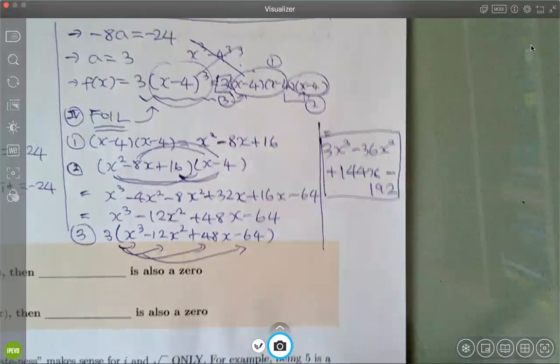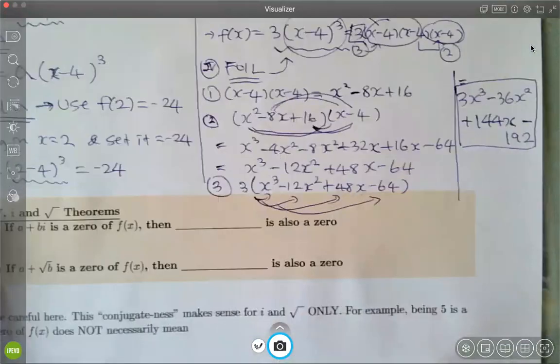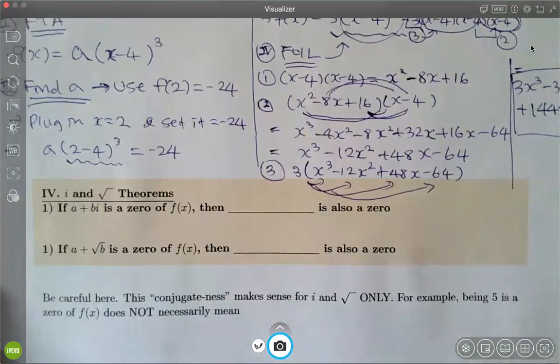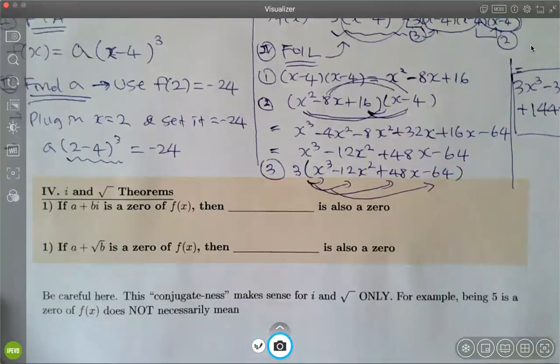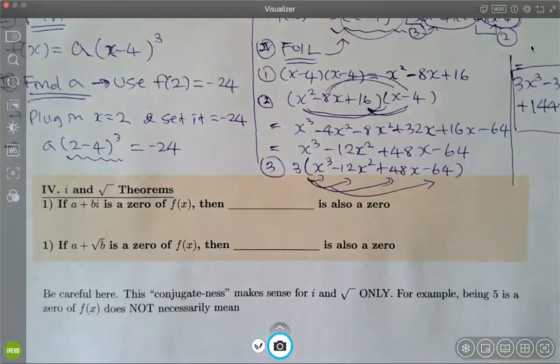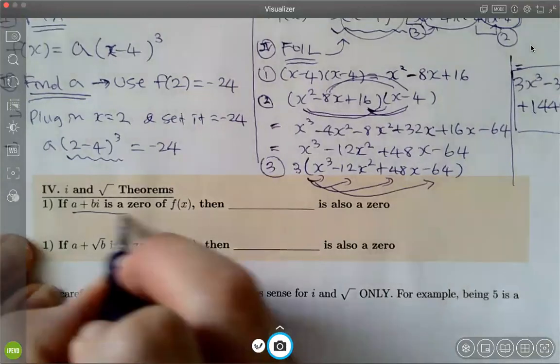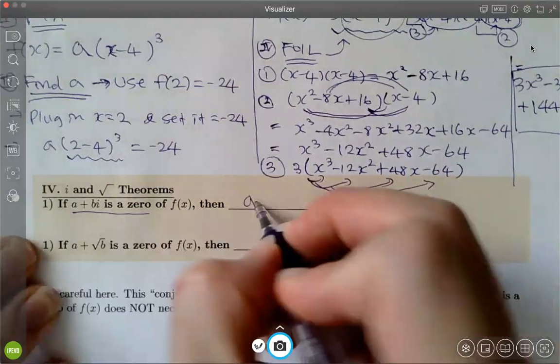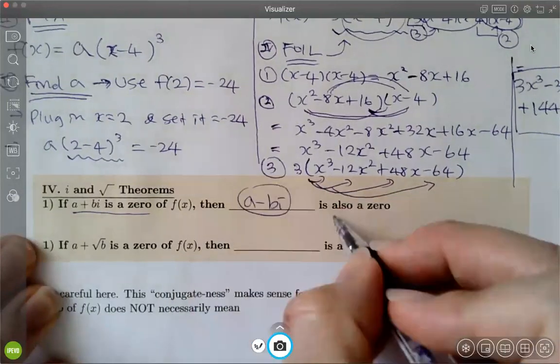Okay, so now there is one last remaining theorem. The textbook does not mention the specific names of these two theorems, so I just call them the i and square root theorems. Okay, and it goes like this. If a plus bi is a 0 of f of x, then a minus bi is also a 0.